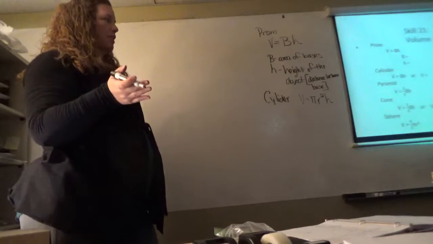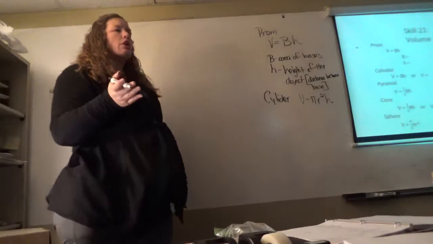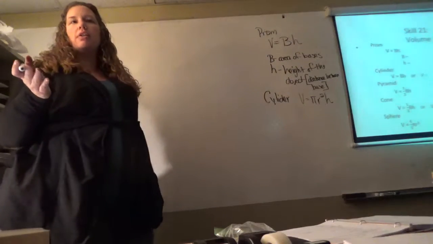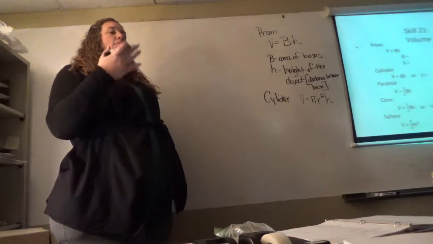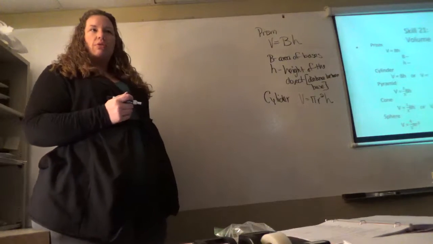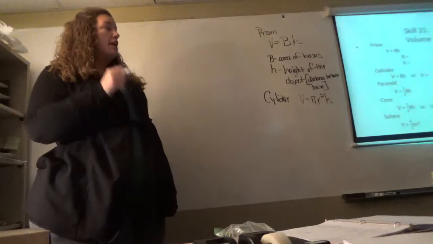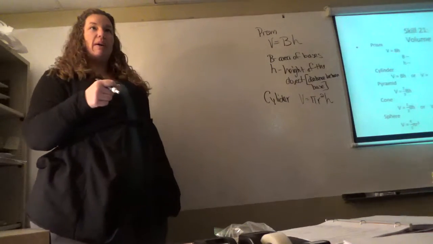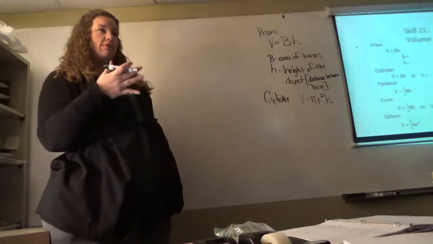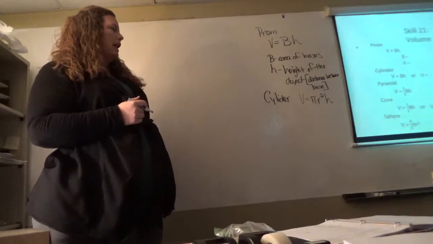Pyramid is on there, 1/3 BH. If you struggle with how to work with fractions on your calculator, instead of multiplying by 1/3, what could you do? Divide by 3. Yep. So multiply your numbers and then divide by 3 and it'll give you the same thing. So if you don't know how to do fractions, that's my approach.